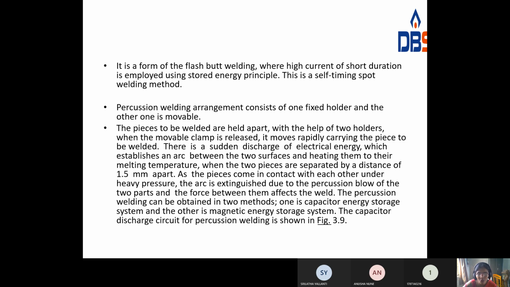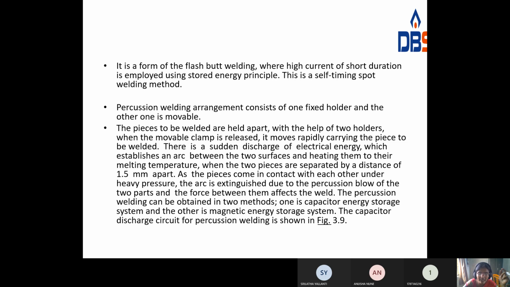Here, when the two electrodes are separated by a distance of 1.5 meters, at that time the two pieces come in contact with heavy pressure. So whenever there is contact with heavy pressure, the arc is extinguished due to the percussion blow of the two parts. That means it is a form of flash butt welding. So whenever you move 1.5 meters apart, at that time an arc will also be produced, and that arc may also cause the weld.